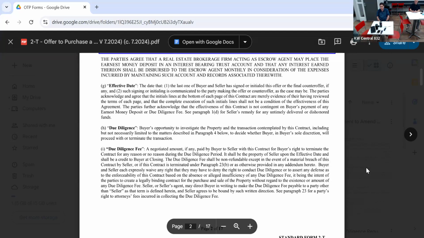Less confusing for everybody. Again, it explains what due diligence is, and then it also explains the due diligence fee. Very important when we are having the conversation. The due diligence fee shall be non-refundable except in the event of a material breach of the contract by the seller.